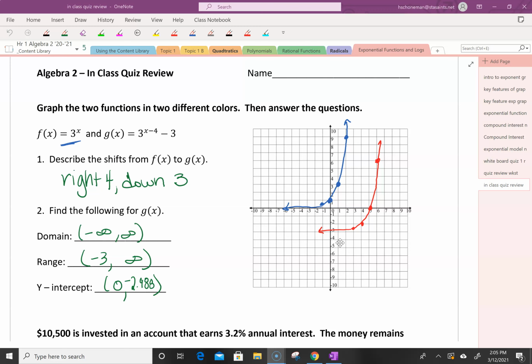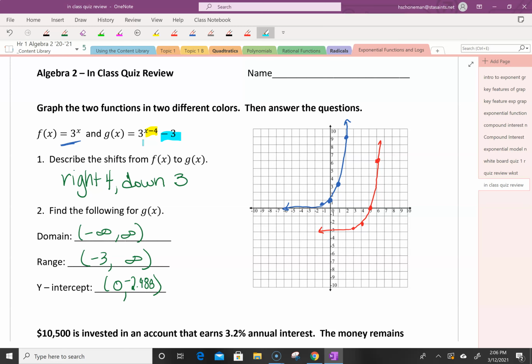So on this first one, the blue one is our parent function, but that g1 gets shifted to the right 4, and we know that because of what's with the exponent. When it's with the x, it's the opposite. So since this one said negative, we moved it to the right, and then we know it went down 3 because of this minus 3. So when we find the points in our calculator, then we can plot them.